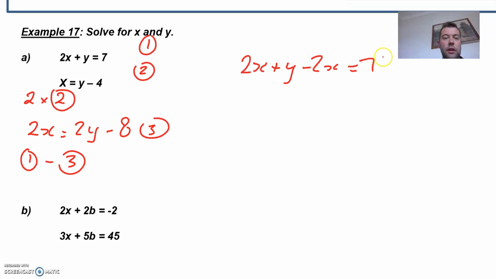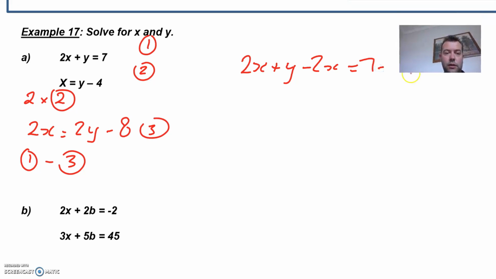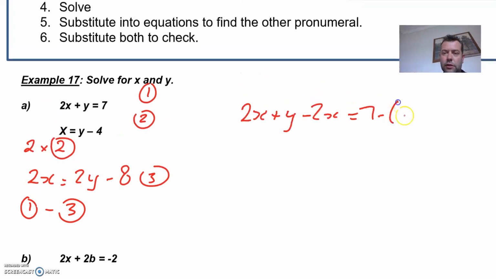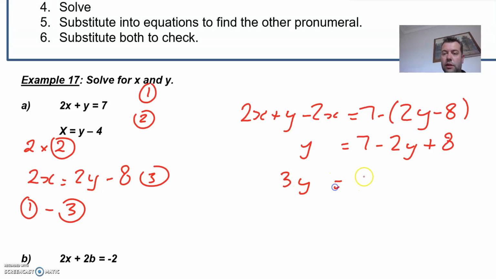Ooh, this is playing up a little bit. And the right-hand side of my other one, I'm going to take away 2y minus 8. Touchscreen's playing up, minus 2y minus 8. Okay, this is the first equation minus the second equation. 2x minus 2x, that's all gone. So I get y equals 7 minus 2y plus 8. Now I'm going to add 2y to both sides. I get 3y equals 15, y equals 5.